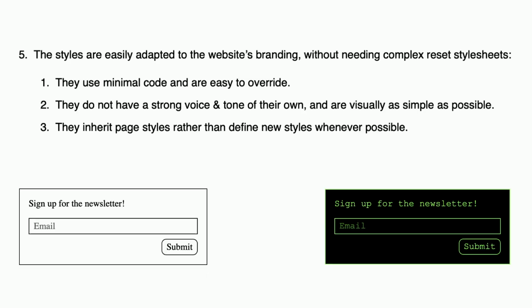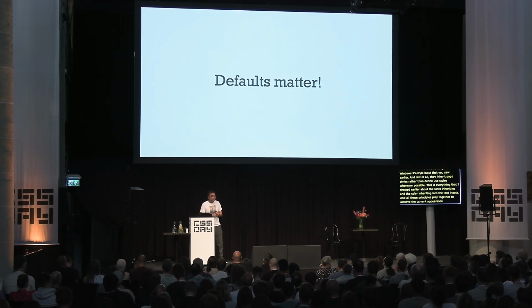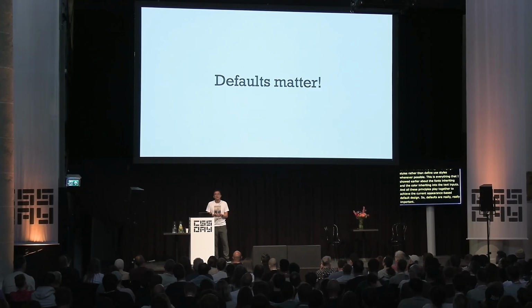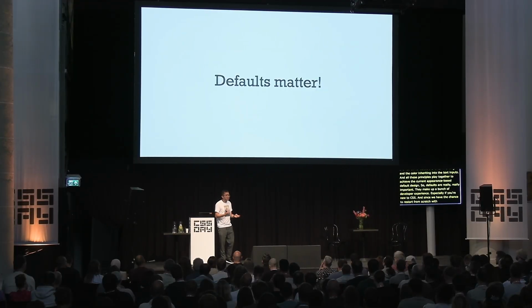So this is everything that I showed earlier about the font inheriting and the color inheriting into the text inputs. And all these principles play together to achieve the current appearance-based default design. So defaults are really, really important. They make up a bunch of the developer experience, especially if you're new to CSS. And since we have this chance to restart from scratch with appearance-based, it's important that we spend time getting them right.